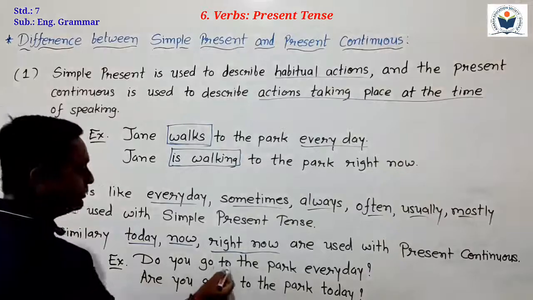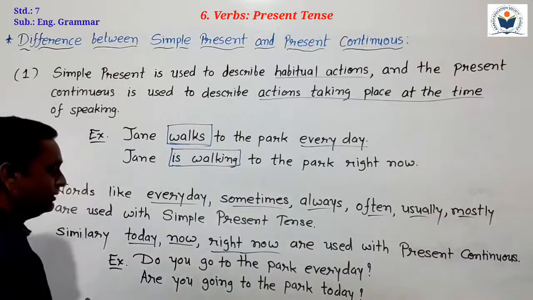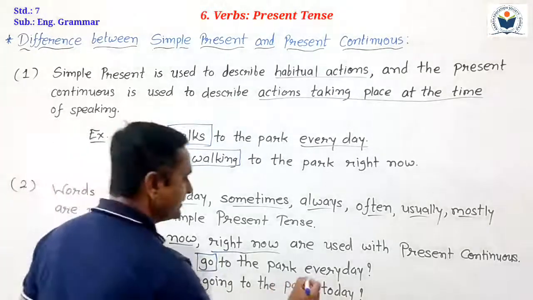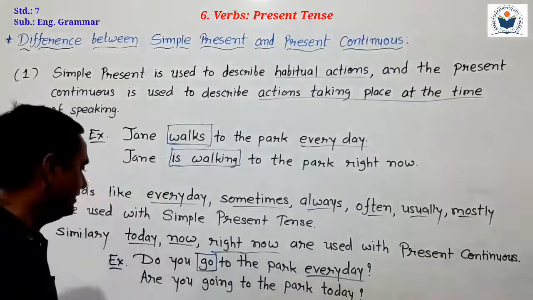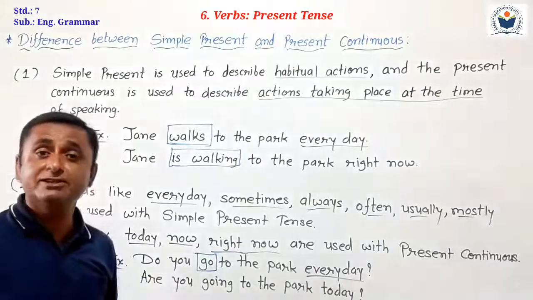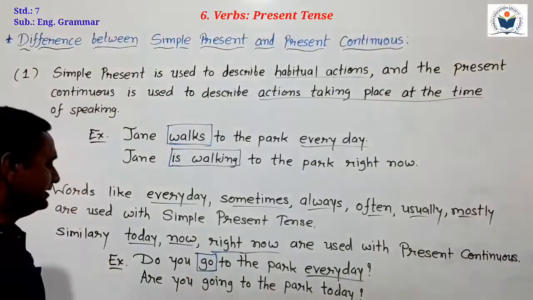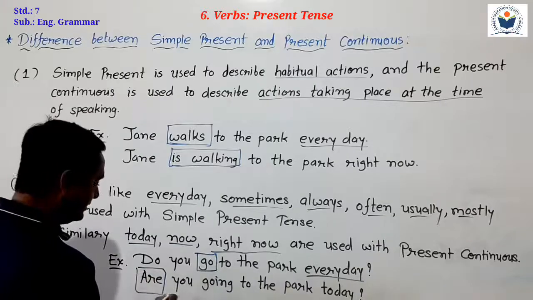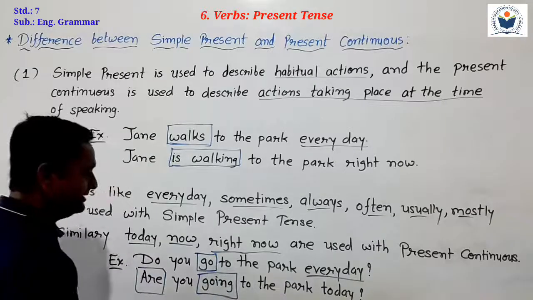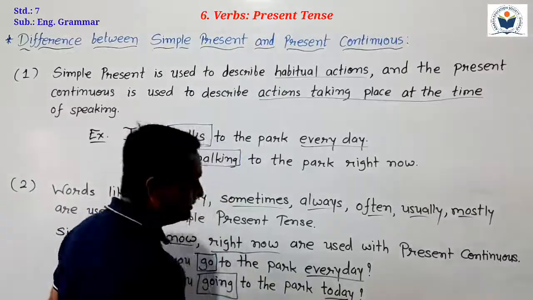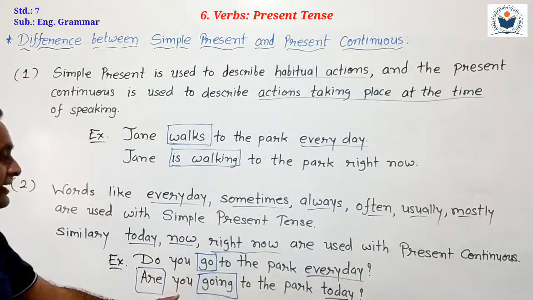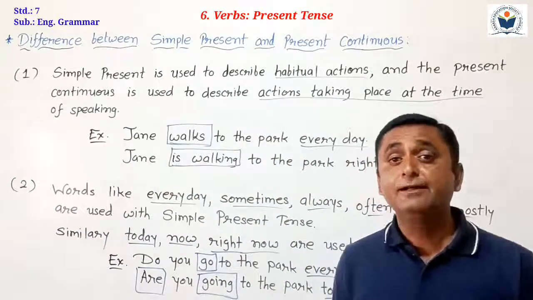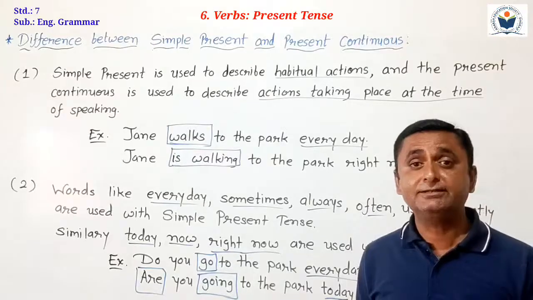See here. Do you go to the park every day? This sentence is written in simple present tense because the word every day is used here, meaning you go to the park daily. Second example: are you going to the park today? I use present continuous tense here because the word today is used. It shows continuity. In this way you have to keep in mind the difference between simple present tense and present continuous.